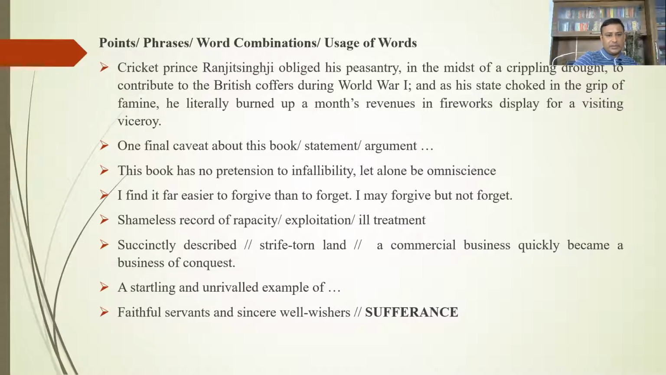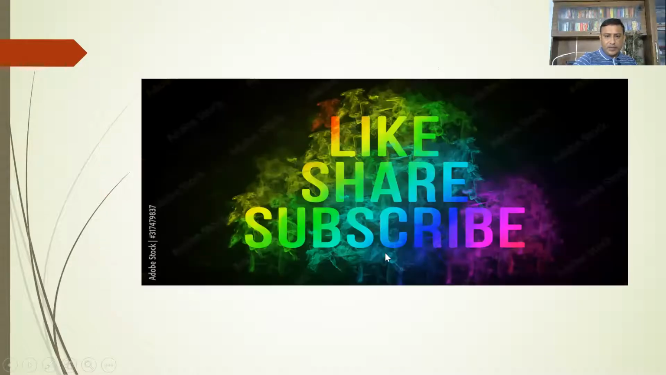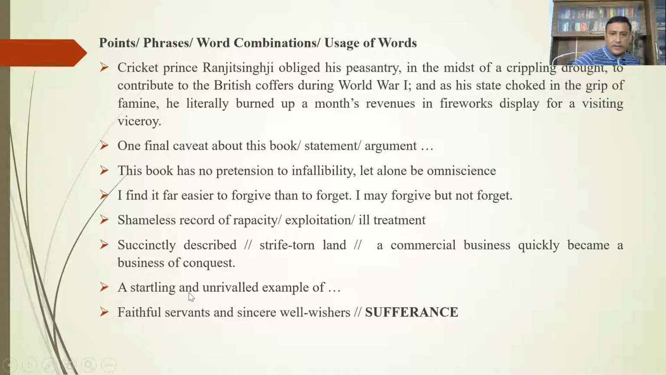Succinctly described, that is described very precisely. Strife torn land. Strife is struggle, torn land, a land that is divided because of the strife, because of the struggle. And one more very incisive comment on the nature of British Empire in India by Dr. Tharoor is a commercial business quickly became a business of conquest.